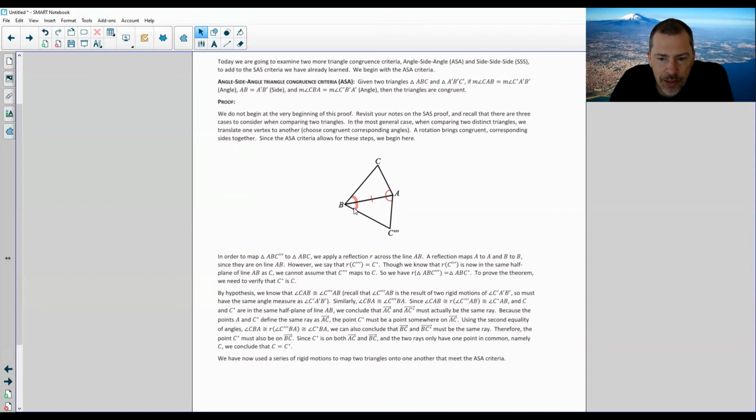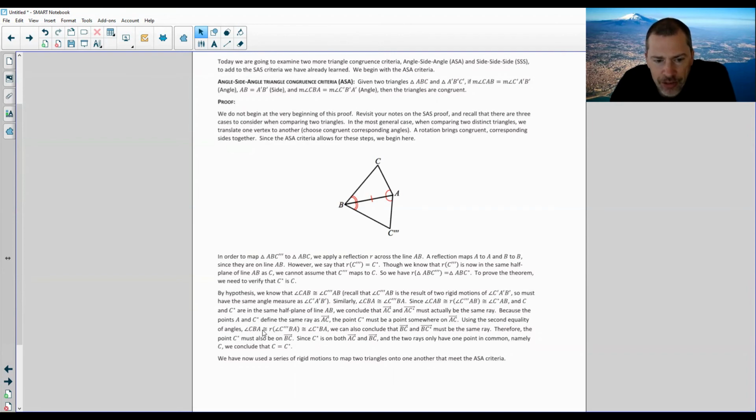Since angle CAB is congruent to the reflection of C triple prime AB, which is congruent to angle C asterisk AB, and C triple prime or C asterisk are in the same half plane of line AB, we conclude that ray AC and AC asterisk must actually be the same ray, because the point A and C star define the same ray as AC ray. The point C star must be a point somewhere on that ray AC.